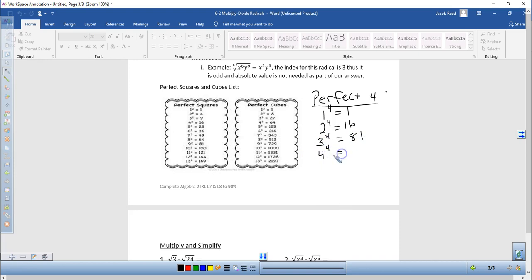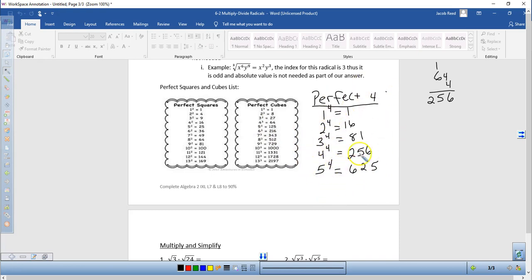4 to the fourth, excuse me. So 4 to the fourth is 4 times 4 times 4 times 4. Or, since we already know the perfect cube is 64, we're going to do 64 multiplied by 4. Let's see, 4 times 4 is 16, carry the 1. 6 times 4 is 24, plus 1 is 25, so 256. 5 to the fourth power, 125 times 5, that's 625. I think that should be enough for this worksheet.